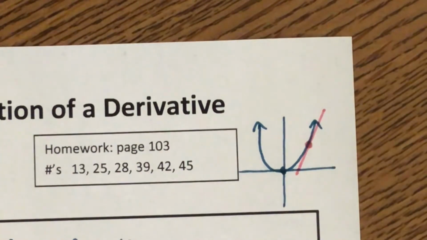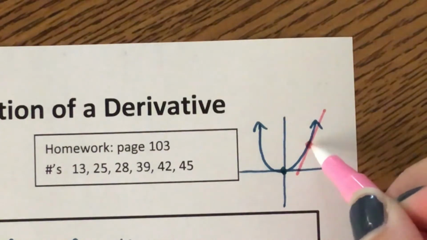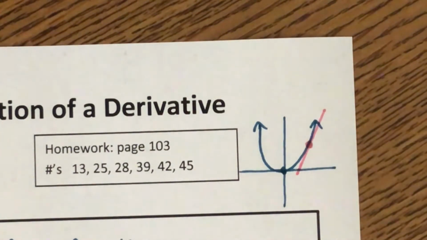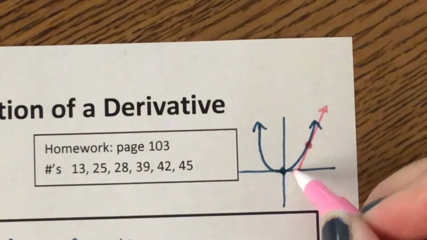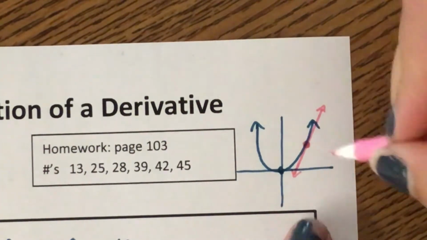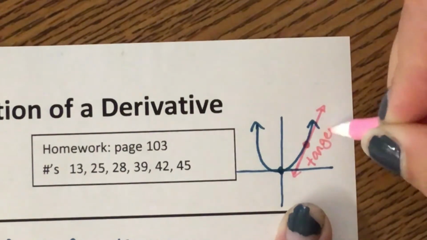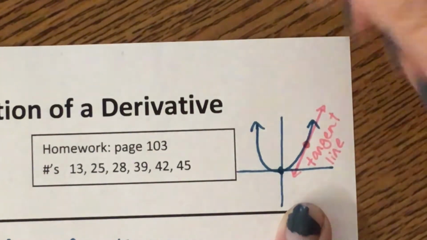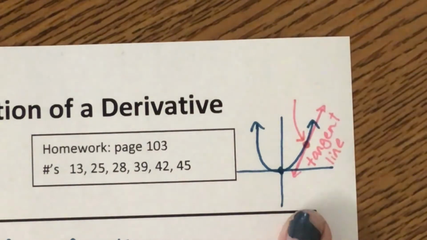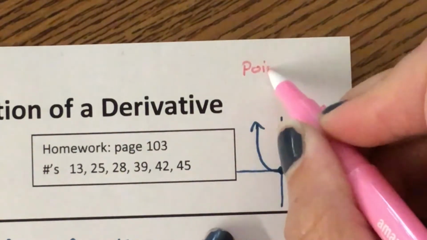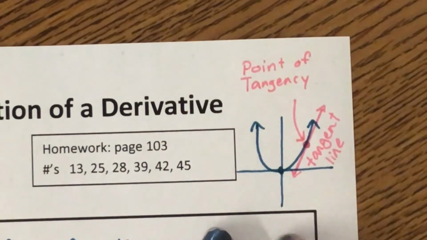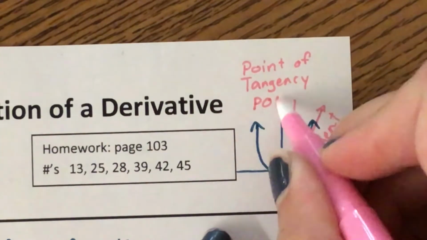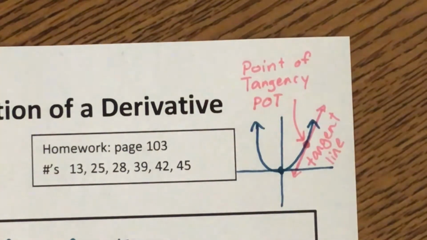A tangent line touches your curve at the one point, and it does not go through, but it skims along the side of that point. It skims along the side of the parabola or whatever your picture is. So the pink line here is called a tangent line. The point where they meet up is called the point of tangency. We will abbreviate that with the letters POT, point of tangency.